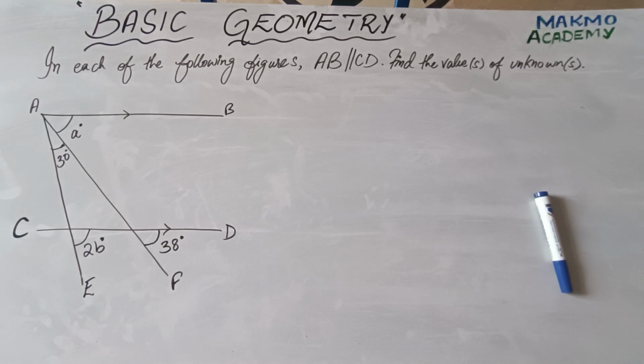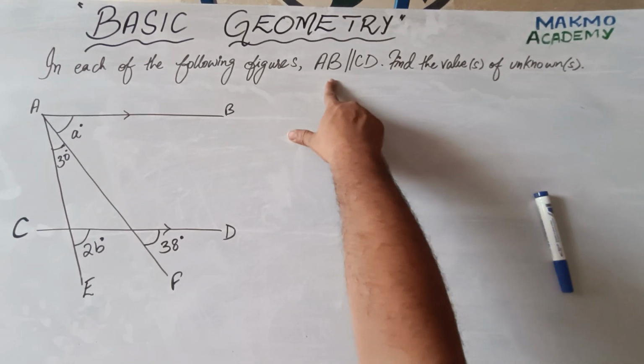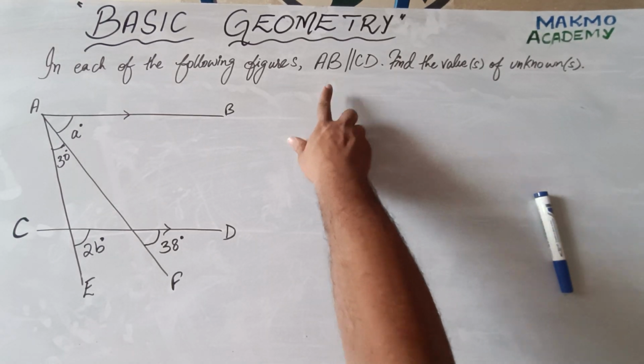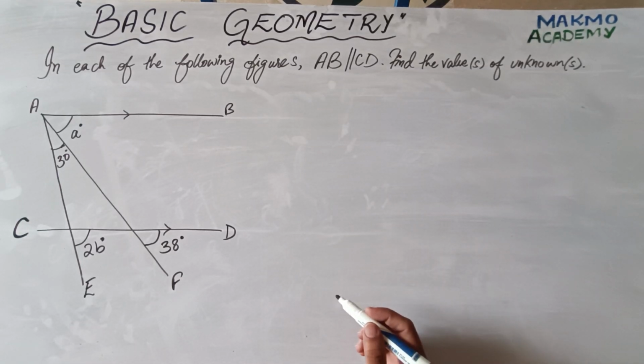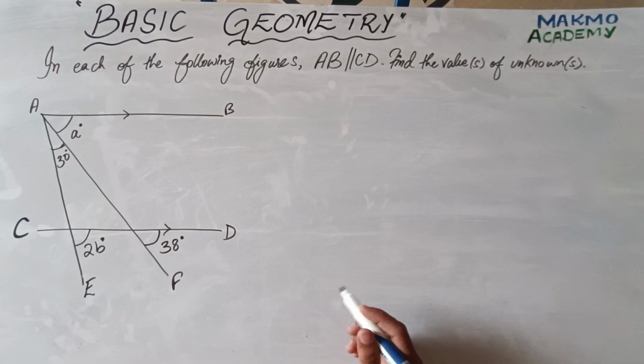Welcome to Macmo Academy. In this video we will learn how to find the value of unknowns in a figure in which two lines are parallel to each other. This is the extended case of the previous question which we covered in the previous video. So these are the extended questions.